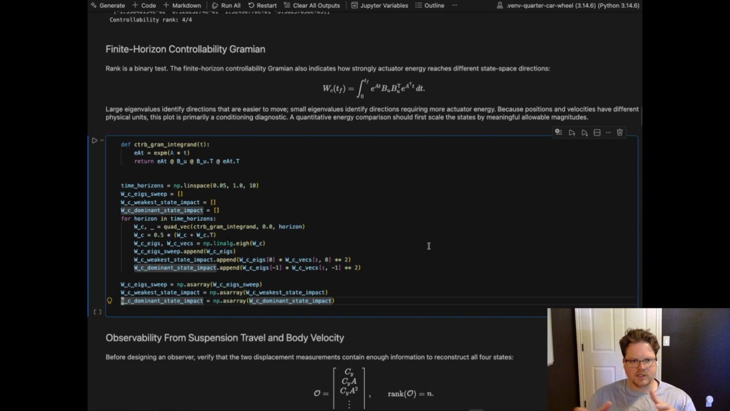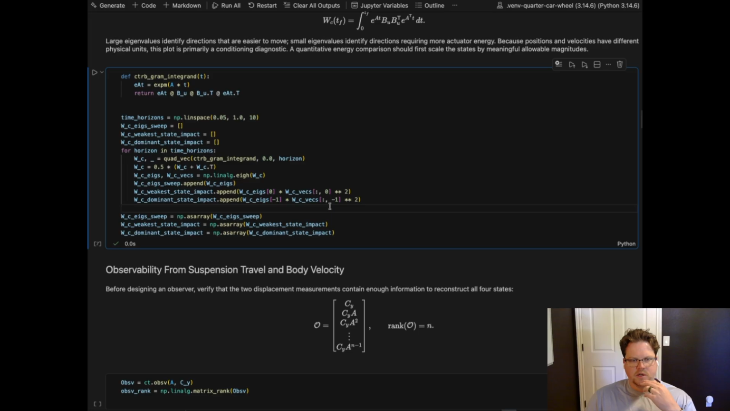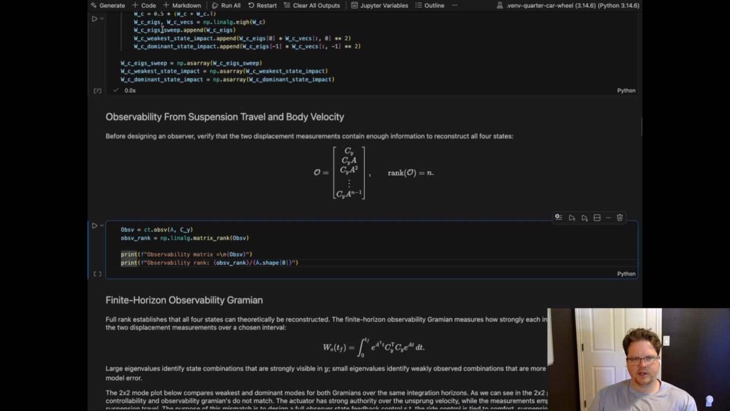When I go to the observability, it's the same exact thing here. This was set up in pretty much the exact same fashion as the cart pole example. I'm collecting the weakest and dominant state impacts and then the eigenvalues there. However, I don't think I'm plotting the eigenvalues anymore, so I took that plot out. I'm storing that off for the time being because I'm going to do a 2 by 2 plot below.